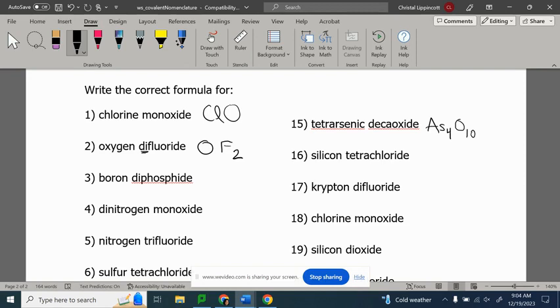Okay, that's all there is to this one. Is there anything else? Nope, that's as hard as covalent naming is. So now we're going to do our quiz. You'll do a mixed review, and then tomorrow you're doing a quiz on the whole shebang.